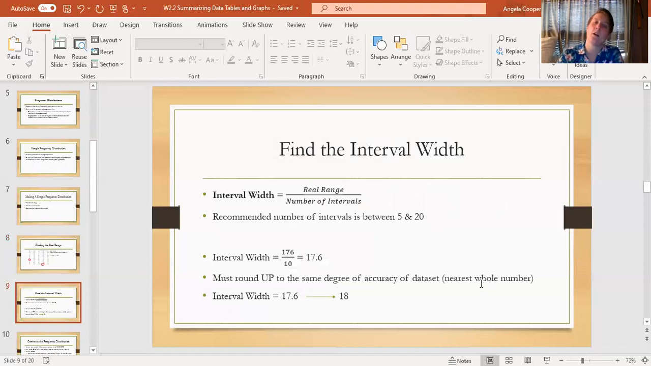That was simple. Now we find the interval width. To do that, we divide the real range by the number of intervals that we want. Now the number of intervals that we want can change. It doesn't have to be the same every time. However, the recommended number of intervals is between 5 and 20.